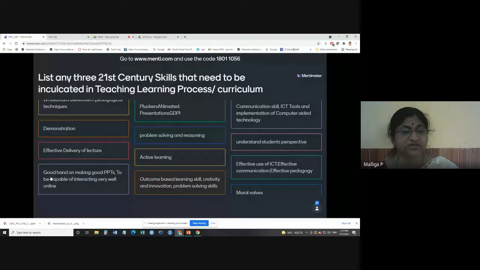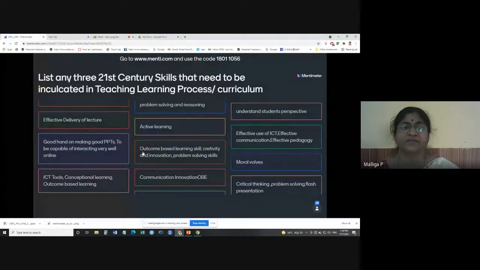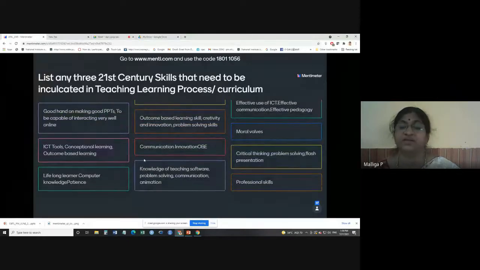Understand student perspective, good. See what you have to inculcate, the 21st century skills, what is required for the students to become employable or to survive in this world, right? Outcome-based learning skills, okay, that is a different skill. Creativity, innovation, great. Problem solving skills, yes. First we have to have this one, problem solving skill, great, great.